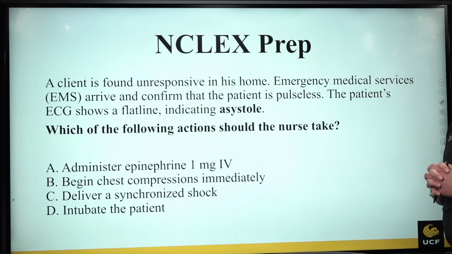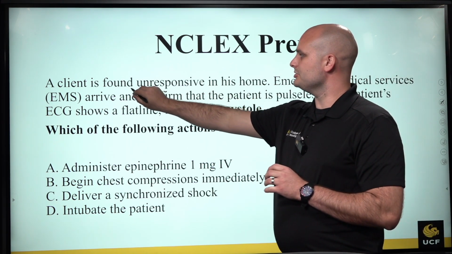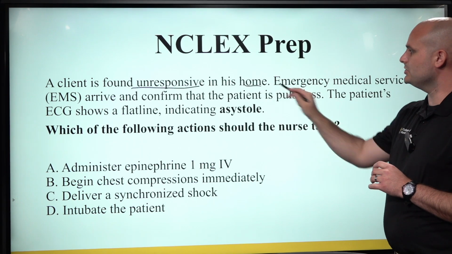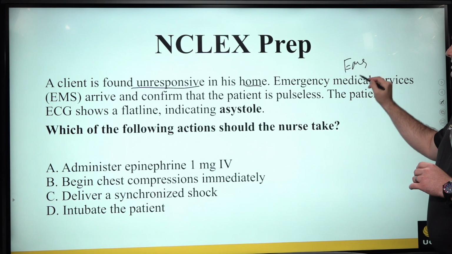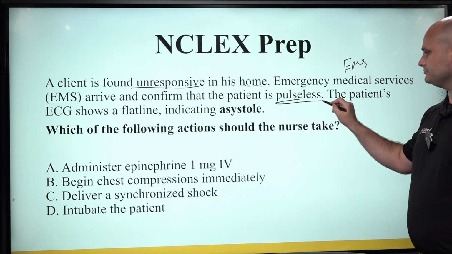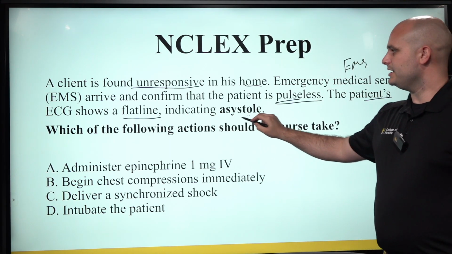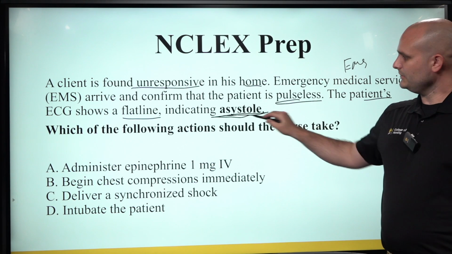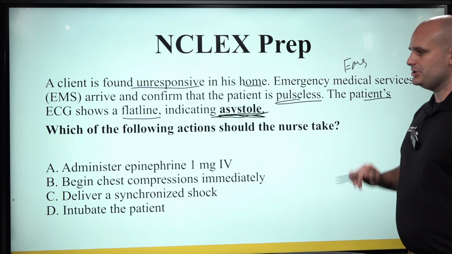So let's look at some questions now for NCLEX, getting us ready. A client is found unresponsive in his home. Emergency medical services, that's our EMS providers, right? EMS comes in and confirms that the patient is pulseless. The patient's ECG shows a flat line, indicating asystole. I'm even giving you the rhythm. Which of the following actions should the nurse take?